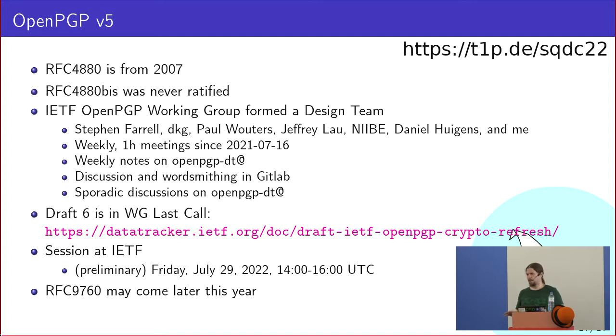And then the working group founded a design team. Members of the design team were Stephen Farrell and DKG, who are chairing the working group, Paul Wouters, who is nowadays the sole editor of the draft. There's Jeffrey Lau from RNP, Werner Koch from GnuPG, Daniel Huigens from Proton, who maintains OpenPGP.js and GopenPGP, and then me from Sequoia. So every major OpenPGP implementation had a representative in the design team.